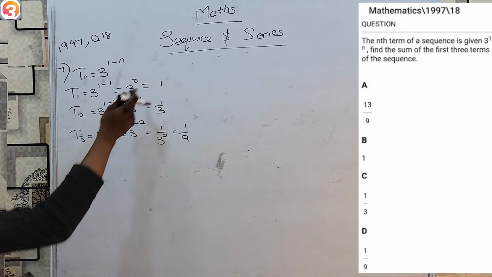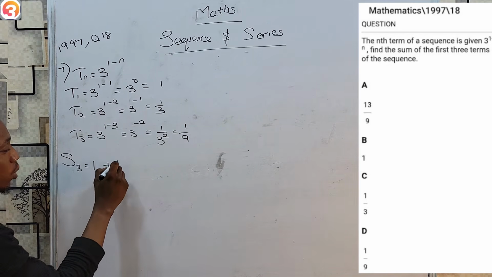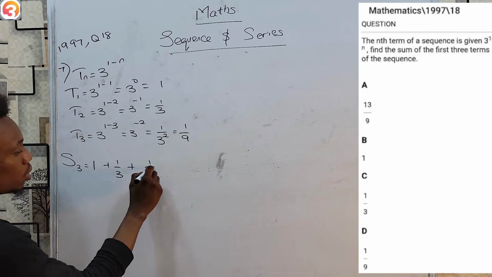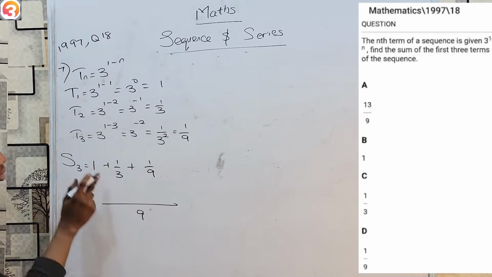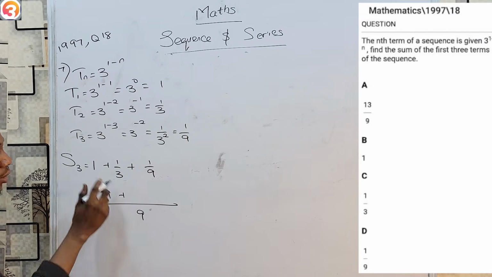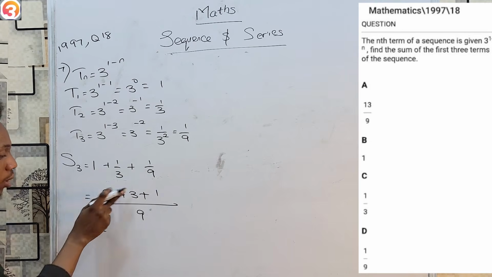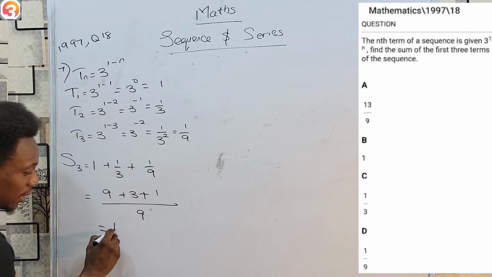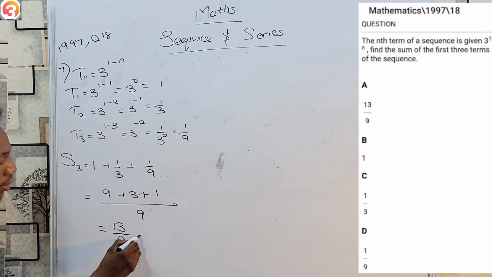But for now, we've gotten the 3 terms, and we know therefore that the sum would be 1 plus 1 over 3 plus 1 over 9. LCM is 9. 9 into 9 is 1, 9 into 3 is 3. 9 plus 3 is 12. 12 plus 1 is 13 over 9. And that is option A.